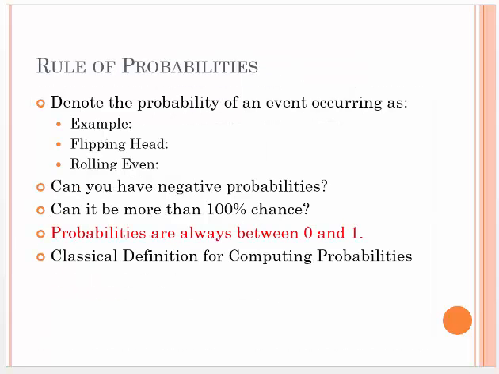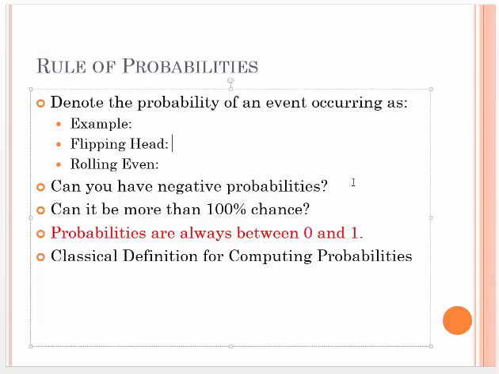Let me give you some rules of probability. First, the notation. We denote the probability of an event occurring as follows. If I'm interested in finding the probability that I flip heads, I would write P for probability, and then put what I'm interested in inside parentheses. I would read this as the probability of heads. Or if I'm interested in rolling an even number, I'd say the probability of an even, read as the probability of an even number coming up when I roll a die. So P, and then in parentheses what you're looking for.